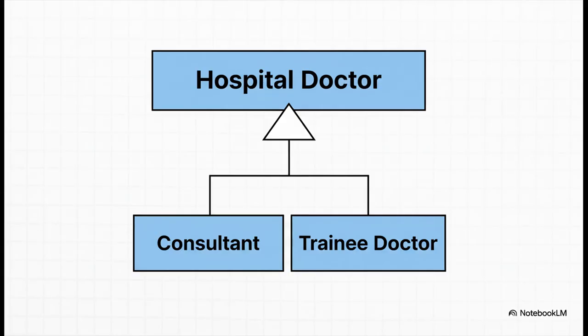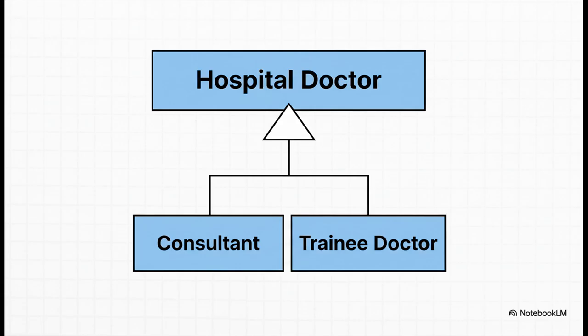Of course, as systems get bigger, they get more complicated. So we need tricks to manage that complexity. One of the most powerful is called generalization. All it is is a type of relationship. For instance, a consultant is a type of hospital doctor.